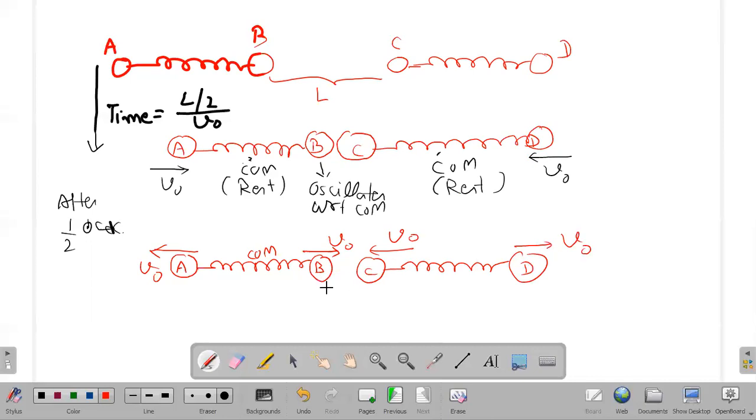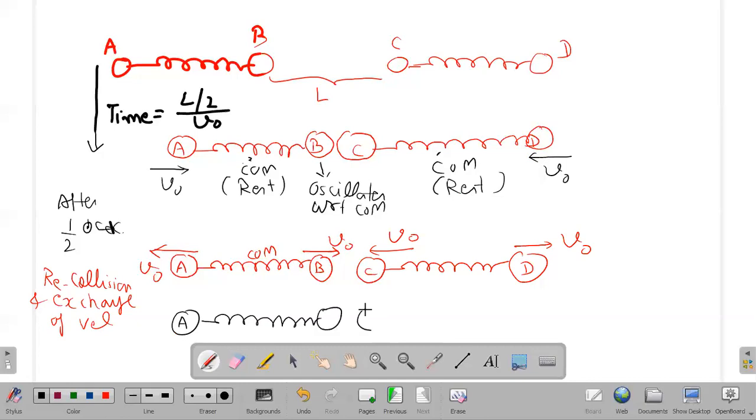So now again B and C will collide. So they are again re-colliding. The blocks B and C are again colliding, and again exchange of velocity. Okay. So after that, what will happen? Once again there is exchange of velocity between B and C. So what is going to happen is this block B will now move to the left side. Block C will move to the right side, whereas D is already moving to the right side and A is already moving to the left side.